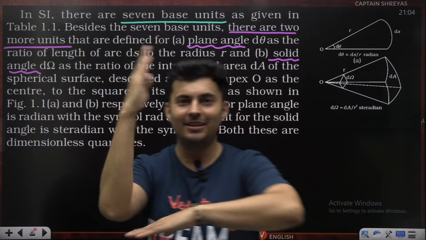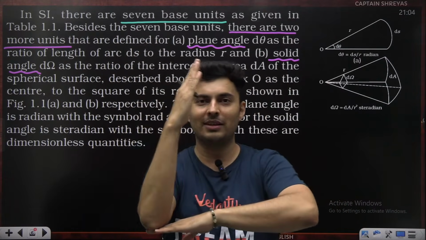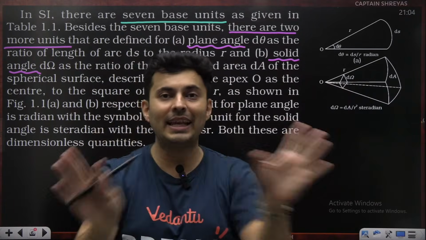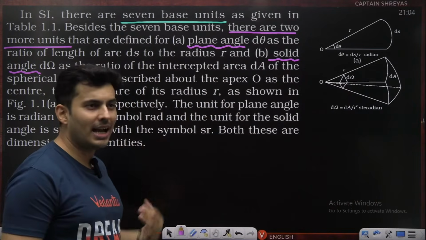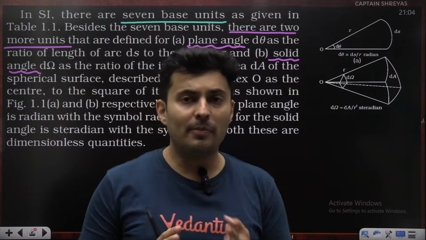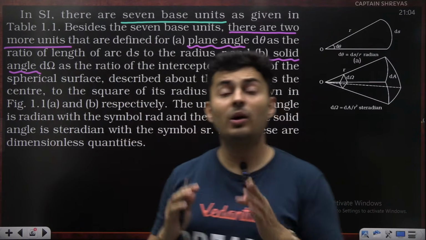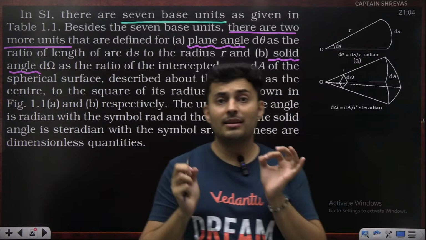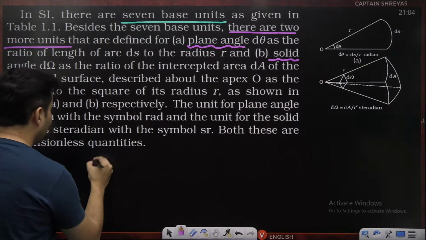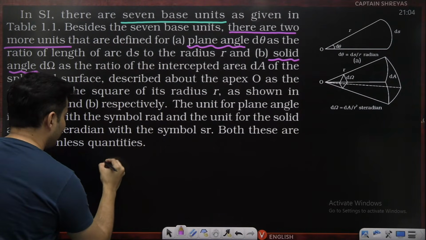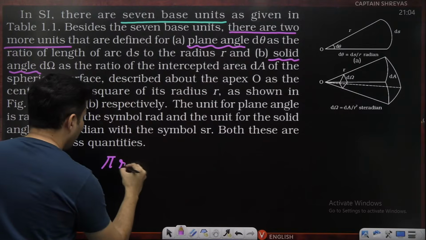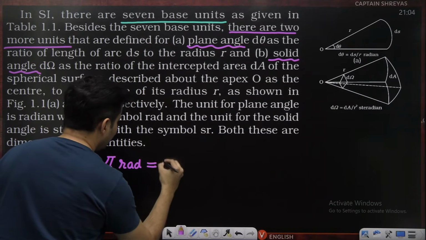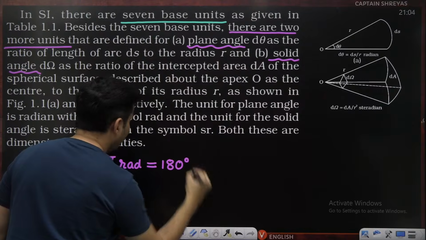So guys, this is 90 degrees. This is 30 degrees maybe. This is 45. This is 60. Everybody knows plane angle. It is measured in degrees, but actually the proper mathematical scientific way of measuring the angle is radian, and you should know that if you have pi radians, it is nothing but 180 degrees.